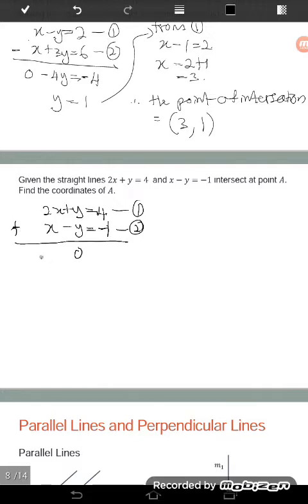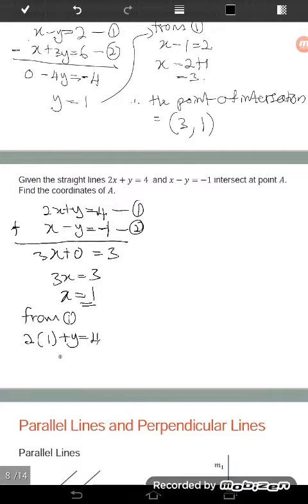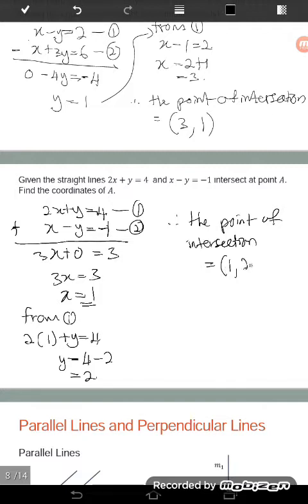Okay, and 2x plus x is 3x plus 0 is equal to 4 plus negative 1 is 3. Okay, so therefore I have here 3x equal to 3 and x is equal to 3 divided by 3, which is 1. Okay, so next find y. So from equation number 1, so 2x, x is 1 plus y is equal to 4. Okay, so y is equal to 2 times 1 is 2, and then bring to the right become 4 minus 2, which is 2. Okay, so therefore the point of intersection is equal to coordinate of x is 1, coordinate of y is 2.